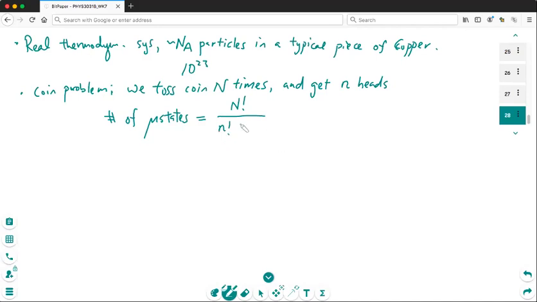Okay, and I have 2 scenarios. I have head, and I will also have tail, and the tail will have the same problem. I have to divide them out to avoid overcounting. So I will have the number of tails factorial, but the number of tails is the total number of flips minus the number of heads, so (N minus n) factorial.